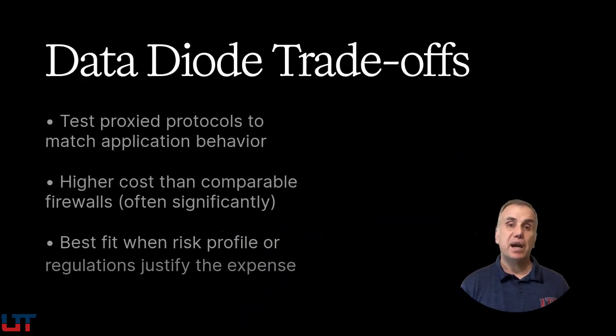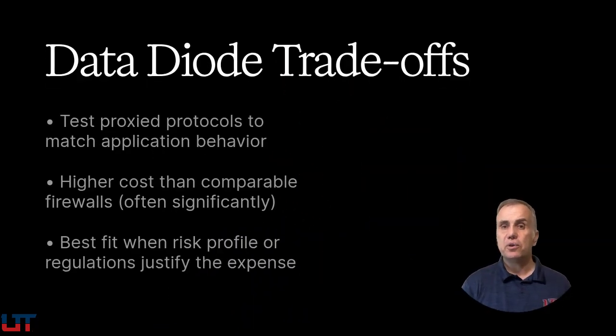Data diode vendors solve this by providing proxy software on both sides of the device that handles the acknowledgement locally, allowing the application to believe it's in a normal two-way session while the hardware enforces one-way flow. This proxy software is vendor specific and adds complexity. It must be compatible with the OT protocols and applications on both sides. Implementing a data diode requires testing to confirm that the proxied protocol behavior matches the application's expectations.